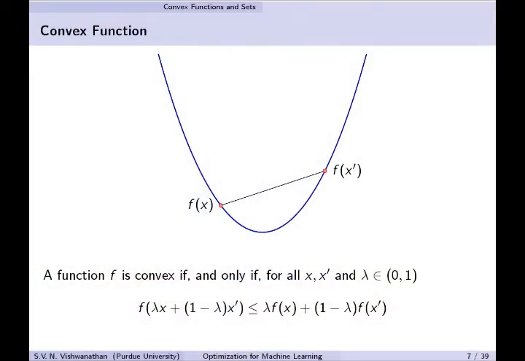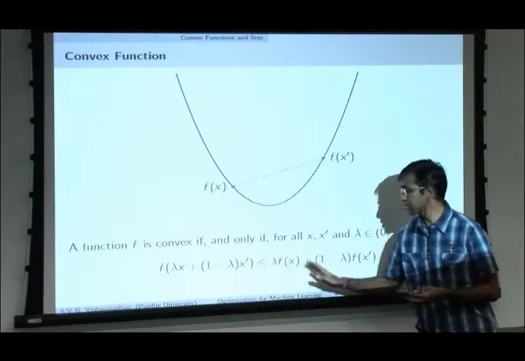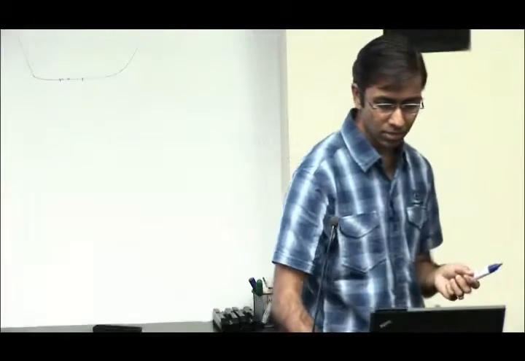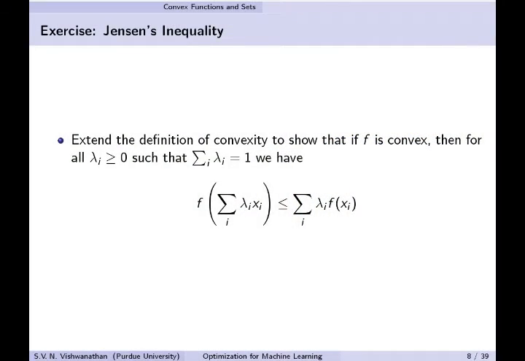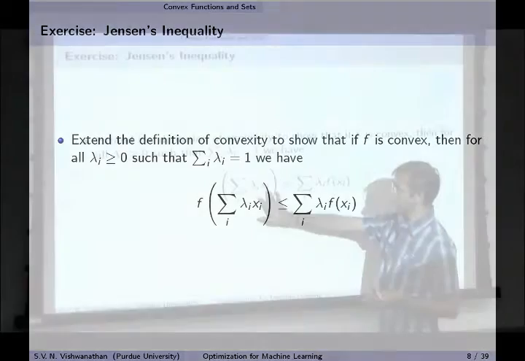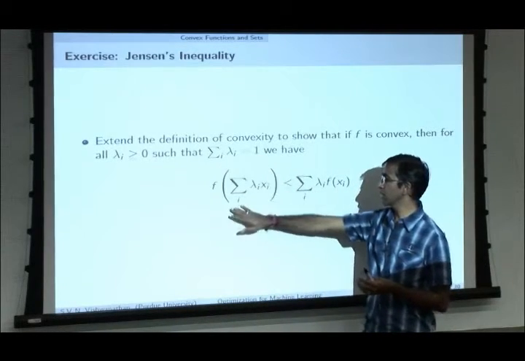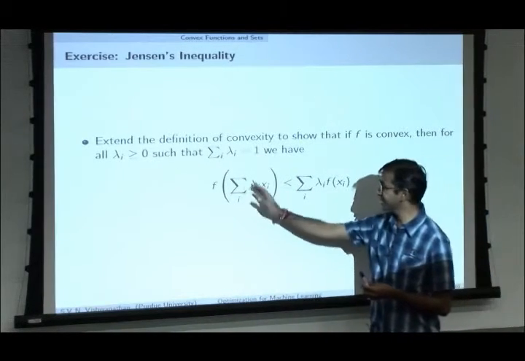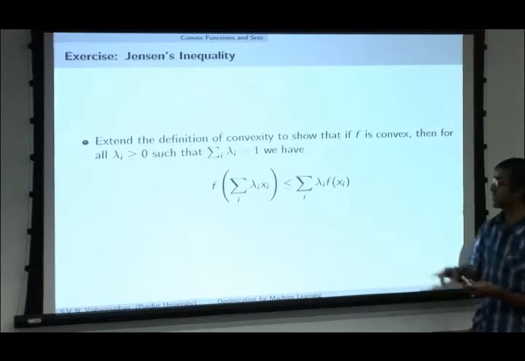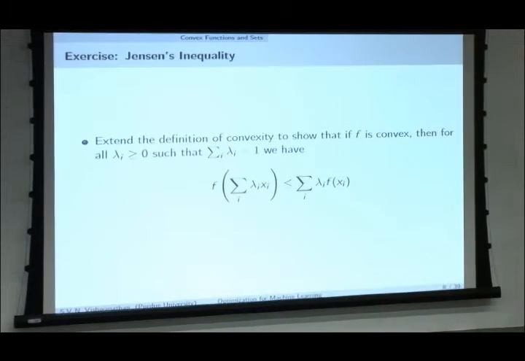So this is just a simple exercise. We saw the definition of convex functions where we are talking about only two points, x and x prime, and we say that if you have lambda and 1 minus lambda, which are both positive, then this happens. So you can just extend this definition to any general n points, okay? And now your lambdas will all be positive and they sum to 1. And you say that the function at the weighted average of all the points is less than or equal to the weighted average of each individual function value at each of these points, okay?